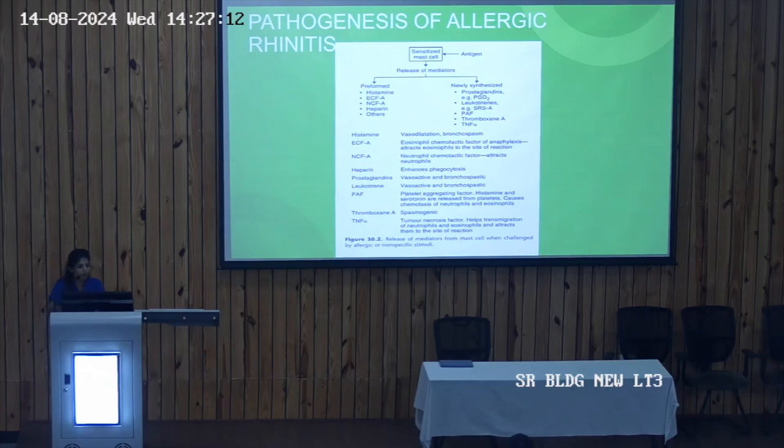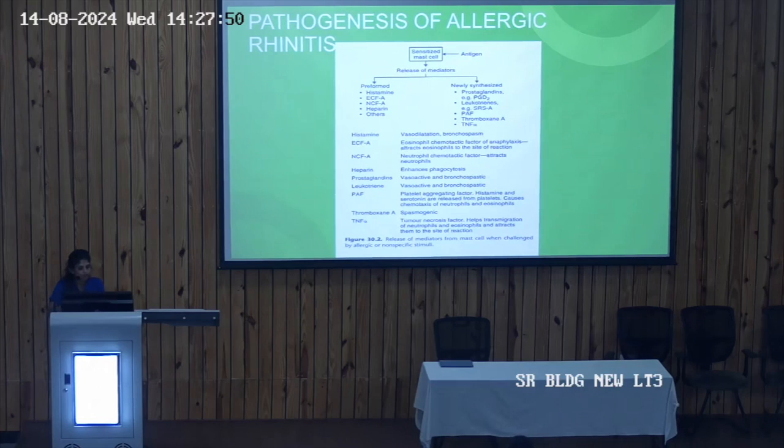There can be release of preformed mediators and newly synthesized mediators. Which mediators are preformed? Histamine, ECFA, NCFA, heparin and others. And newly synthesized mediators are prostaglandins like PGD2, leukotrienes, PAF, thromboxane A and TNF alpha. So what does histamine cause? These mediators are responsible for the symptoms which the patient presents with. Histamine will cause vasodilatation and bronchospasm. Eosinophilic chemotactic factor of anaphylaxis will attract the eosinophils to the site of reaction. In a similar way, neutrophil chemotactic factor will attract the neutrophils.